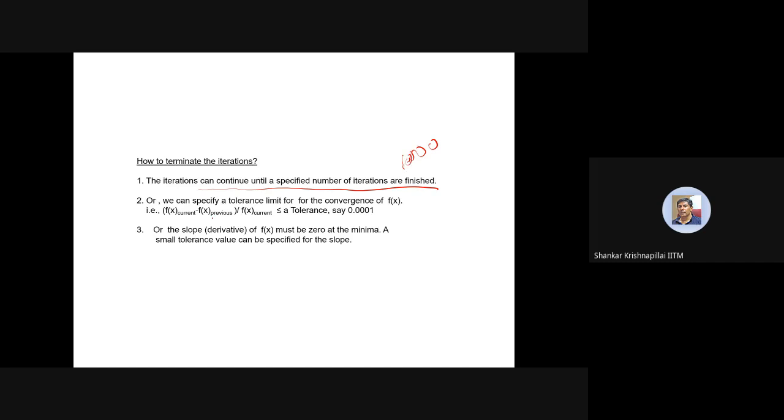Or we can specify a tolerance limit for the convergence of the objective function: the current value of the objective function minus the previous value, divided by the current value, should be less than a certain value, and only then it will stop. Another option is to check that the slope of f(x) is 0. As your point comes closer and closer, the slope will be equal to 0. You can give a tolerance for the slope, like 0.0001, and once that is reached, you can stop the iterations.